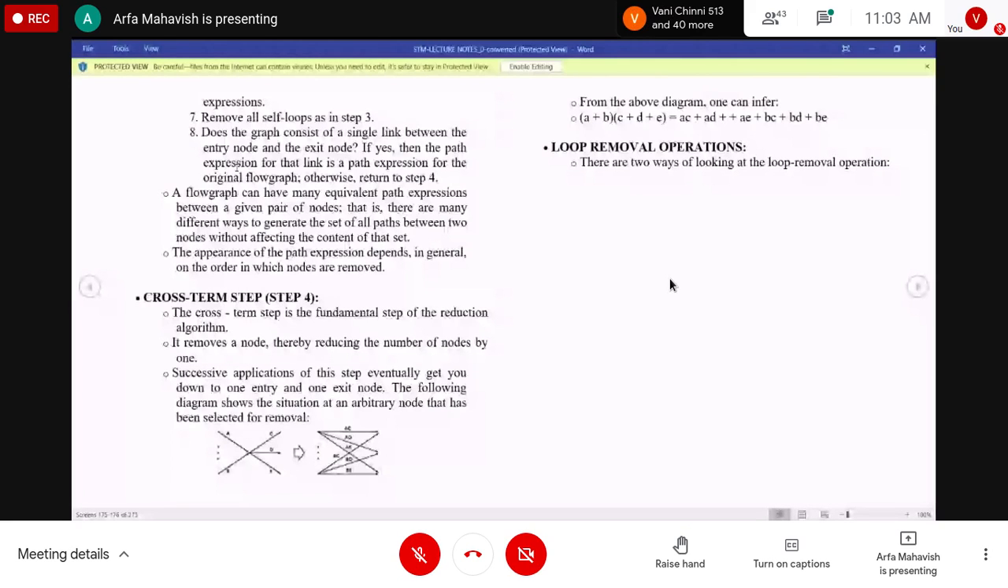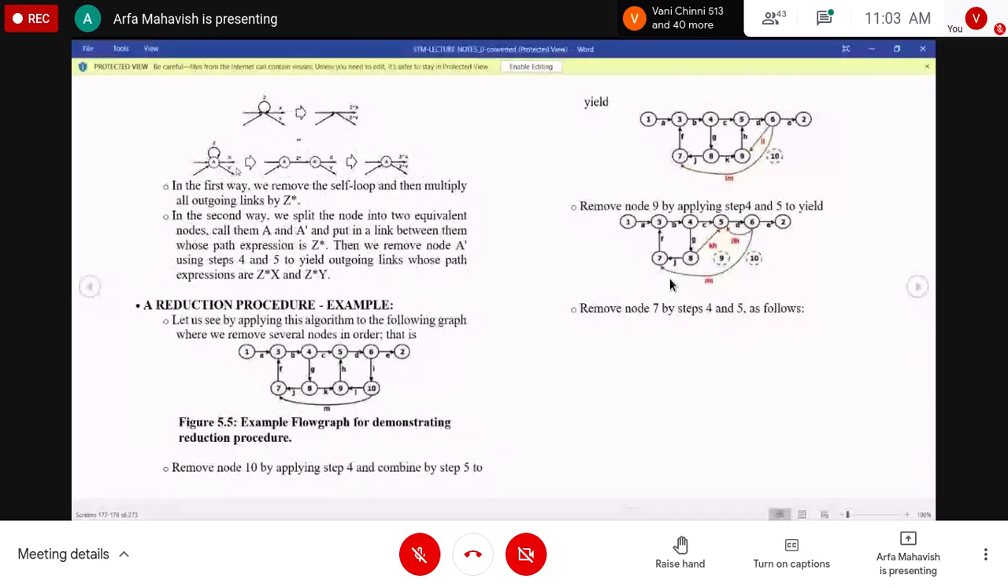If you have to remove one node, whatever links are passing through that node, you have to join with another node. If you are removing serial links, then you have to multiply. If you are removing parallel links, you have to add. If you are removing the self loop, you have to give the star symbol there. So keep these three rules in mind.